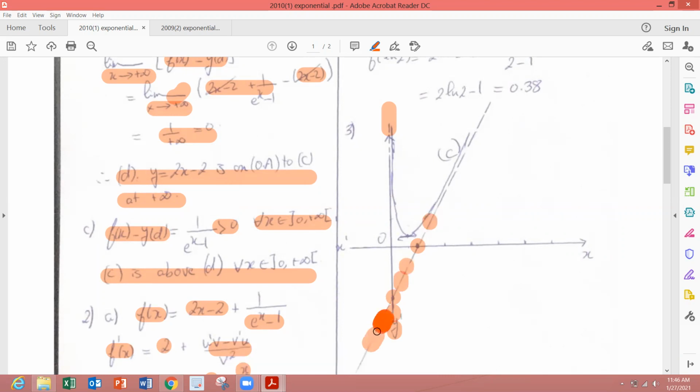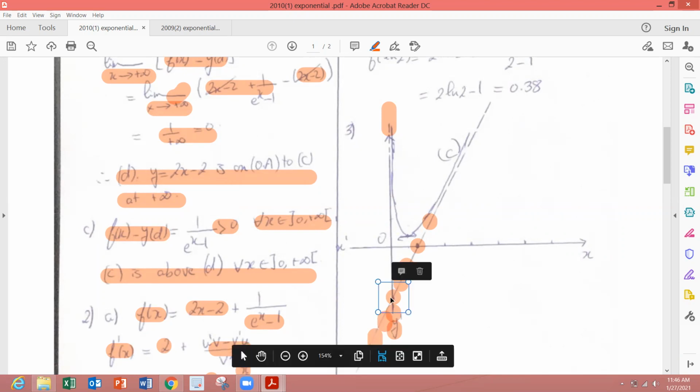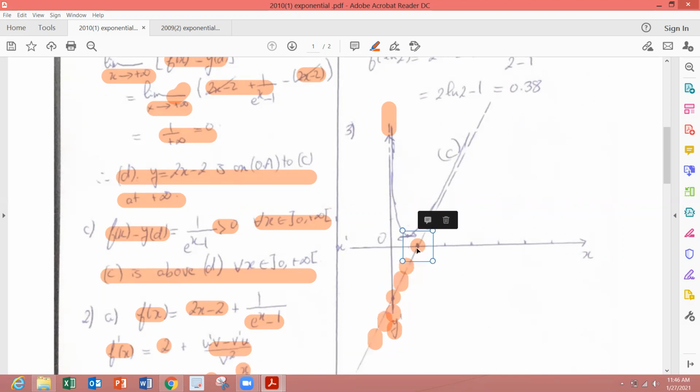Sir, what is the first particular point of the oblique? 0, minus 2 here. The second point is 1, 0.